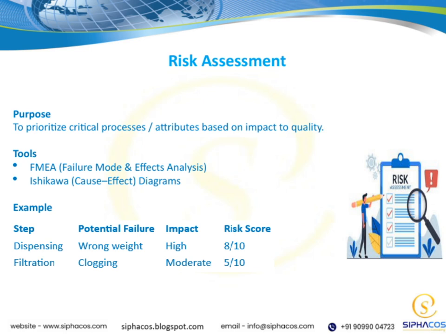Now, to do this effectively, we have a couple of powerful tools at our disposal. One is FMEA, which stands for Failure Mode and Effects Analysis. This helps us identify potential failure points in processes, evaluate their severity, and determine how likely they are to occur. It's a proactive way to spot risks before they become problems. The other tool is Ishikawa, or cause and effect diagrams.